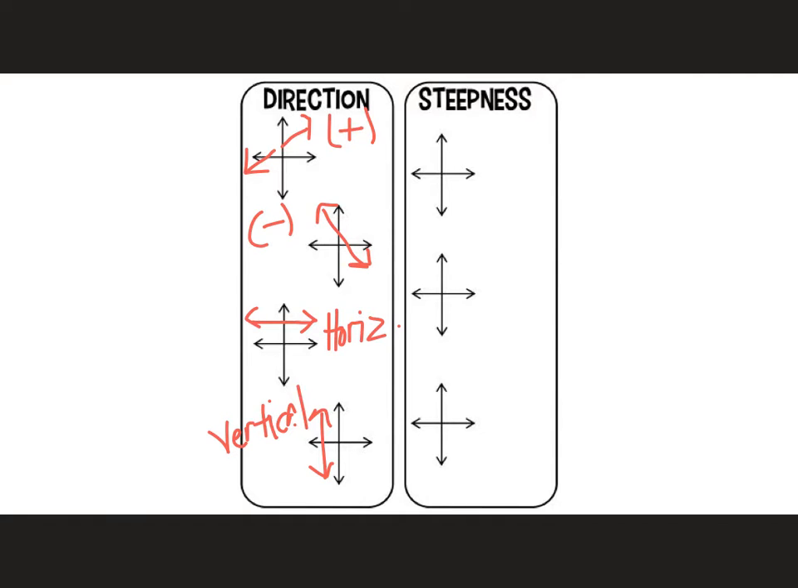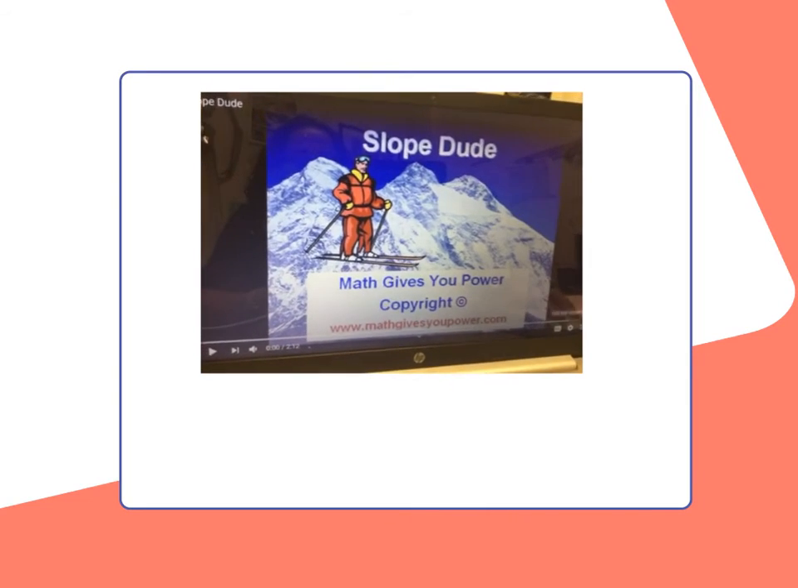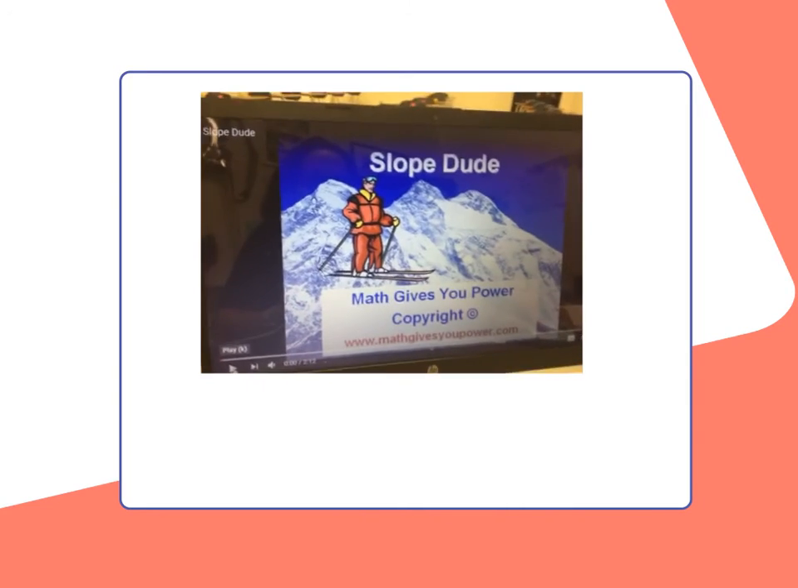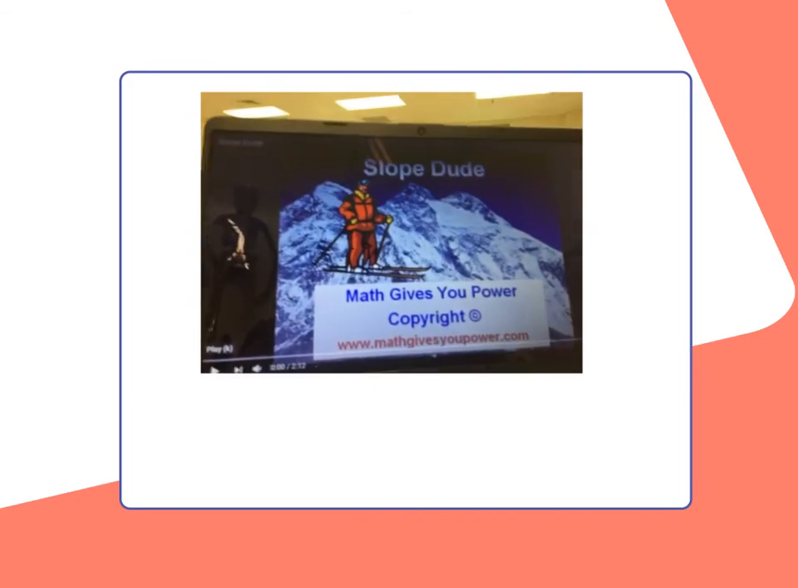The steepness of a line can change, so we can have a line that's pretty flat, we can have one that's a little more steep, and then of course we can have one that's very steep. Those are definitely not straight lines, but I hope you get the idea. Now I'm going to show you the super cheesy video that I hope you guys enjoy. It's called Slope Dude. You may or may not have seen him before, but I think he's really funny and it describes the different types of slope that you may see. I'm going to do my best to hold this as still as possible so that you can watch Slope Dude.